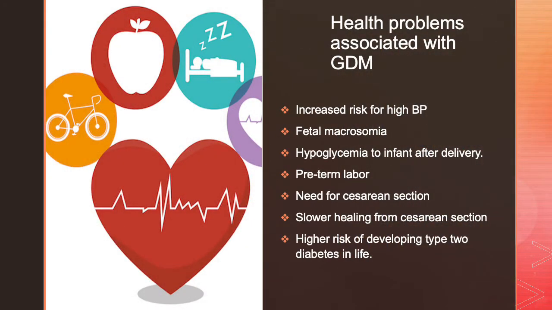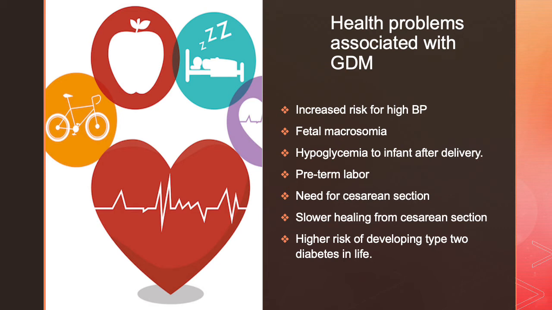What are some health problems associated with gestational diabetes? I will talk about a couple of them in this slide. So the first one is the mother can be at increased risk for high blood pressure, which in turn can lead to preeclampsia. Fetal macrosomia, which is a large infant. Due to all the nutrients and sugar the baby is receiving, they will probably be larger than normal.